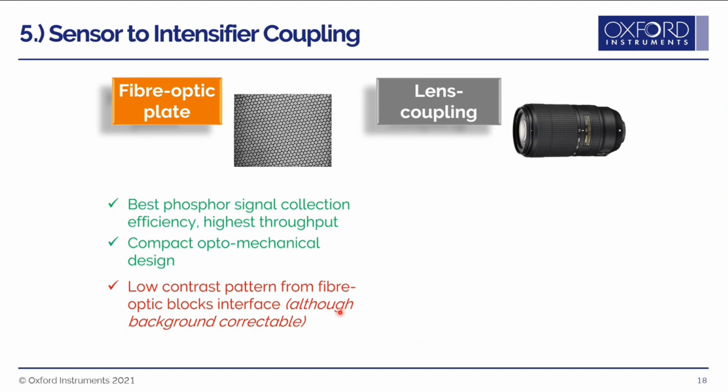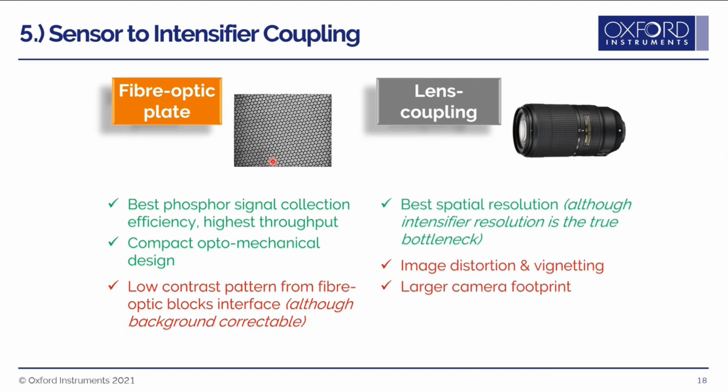The one trade-off here is that you do get this low contrast pattern from the fiber optic interface. I'll talk a little bit more about this as an artifact later. But what's good is you can at least background correct this. If you take a background image of this pattern, you can subtract that from your image and mitigate that. Whereas with a lens setup, in theory, you would get the best spatial resolution. But with an intensified camera, the problem is that the photocathode itself tends to be the resolution bottleneck. So even though you would get better resolution with a lens coupled setup, you wouldn't gain that benefit. So there's not really a benefit there.